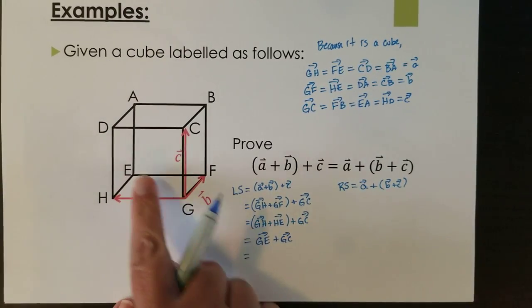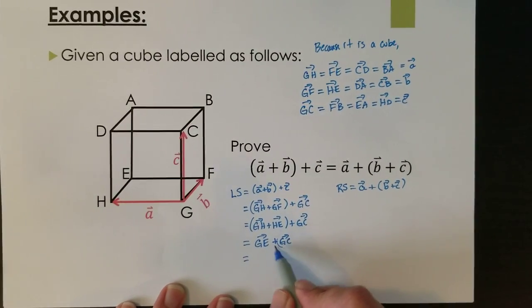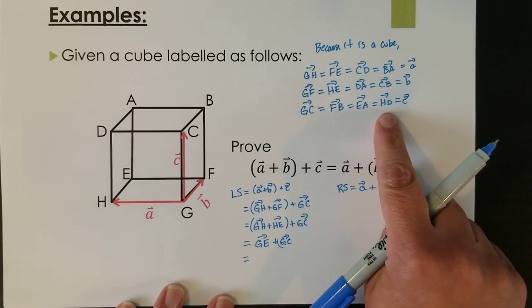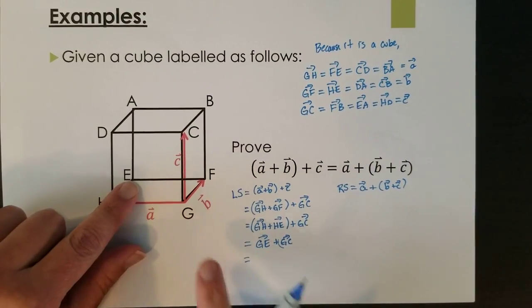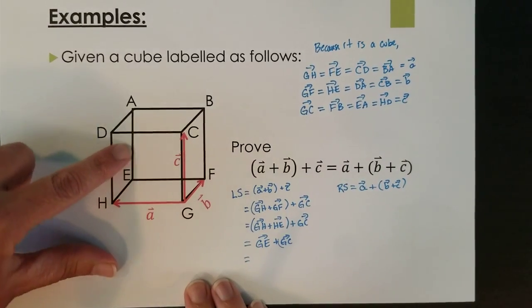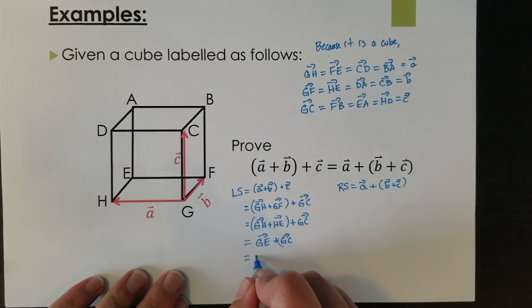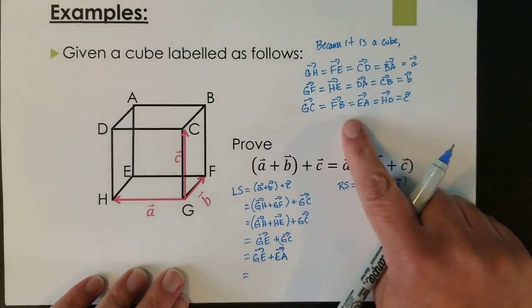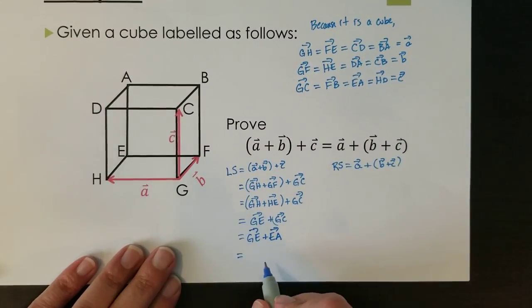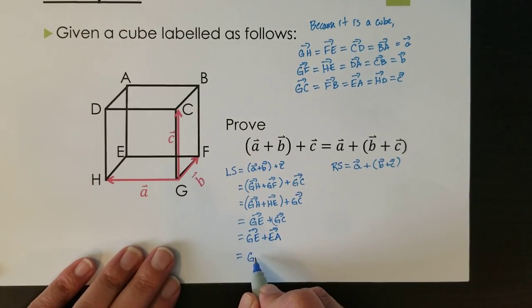Now GE plus GC, those are not head to tail. I have to change this GC using one of these that will make it be head to tail. So we have GE plus GC. I want to go EA as a substitute for this GC vector. And I've listed those off as being all equal, so I can use that equality. So G to E, then E to A, that's equal to GA.